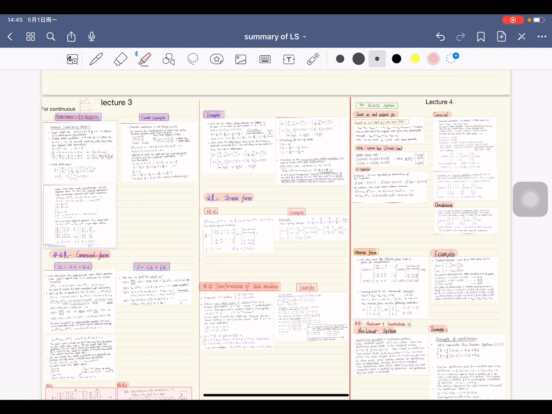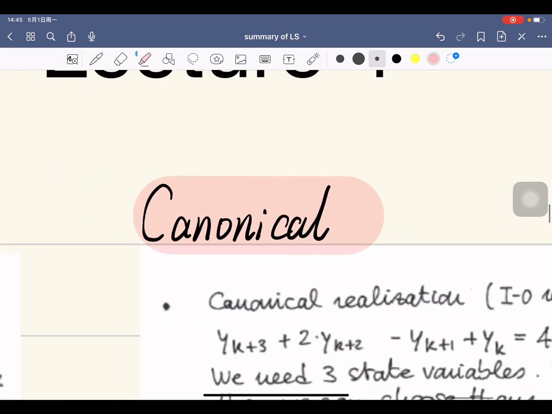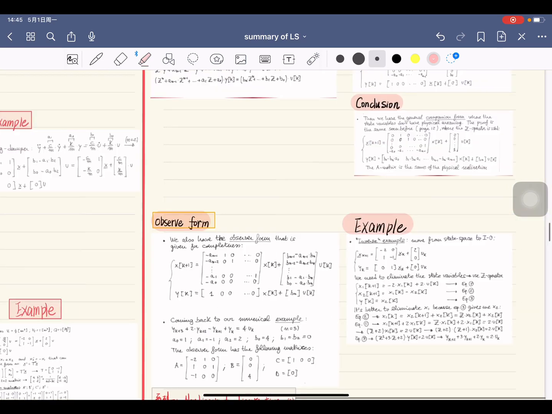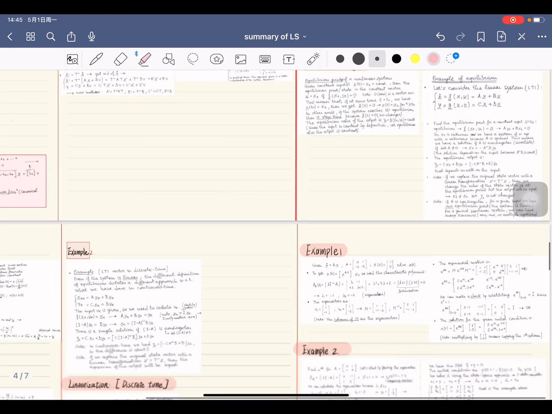Actually, for lecture 4, we will introduce discrete time. As for discrete time, you will also learn about the same concepts, like the state space equations in discrete systems, the canonical form and observed form in discrete systems. Also, you will see the nonlinear system. For nonlinear systems, we will always first linearize. After we do the linearization, we can analyze the other things.